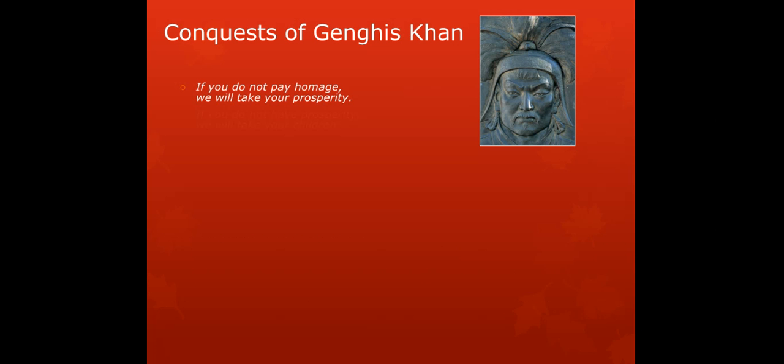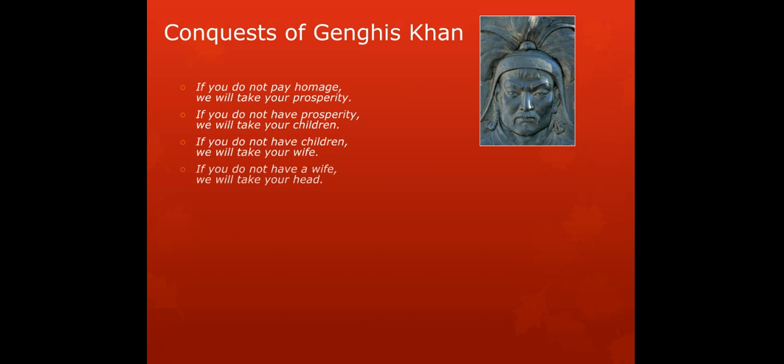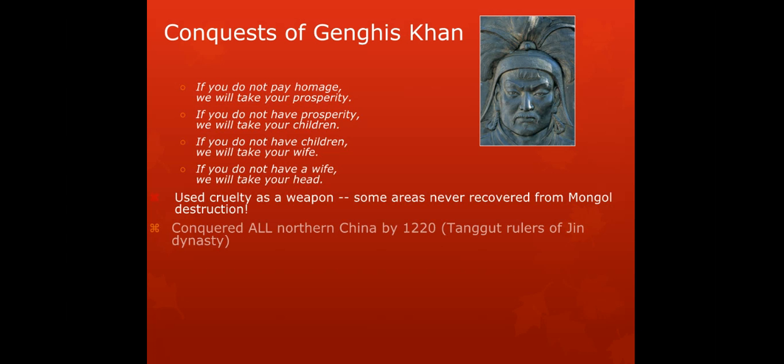Under Genghis, his code, take a minute to look at that. It's pretty severe, but consistent. He used cruelty as a weapon, and some areas never recovered from Mongol destruction. Under him, all of northern China by 1220. So the Jin Dynasty that we discussed before, gone. He made examples of the towns that resisted, and these towns were burned to the ground, and everybody died.